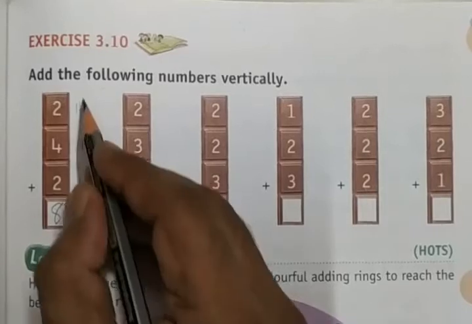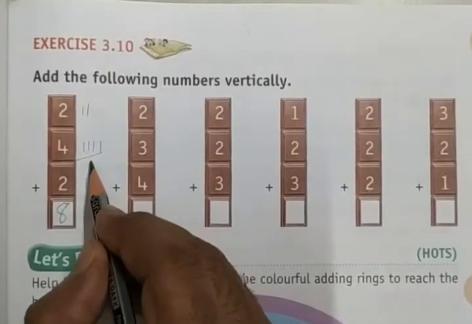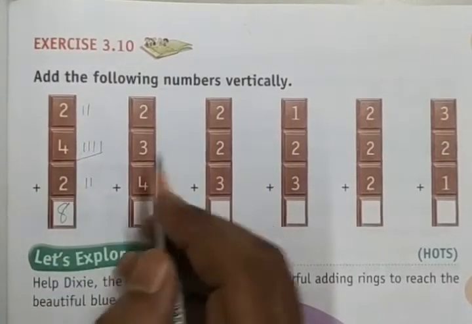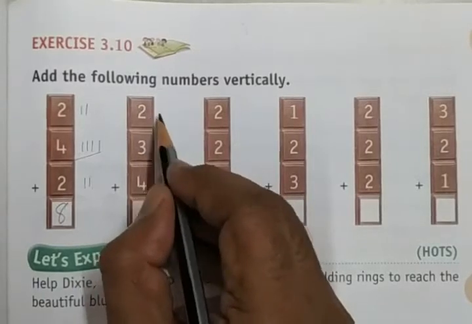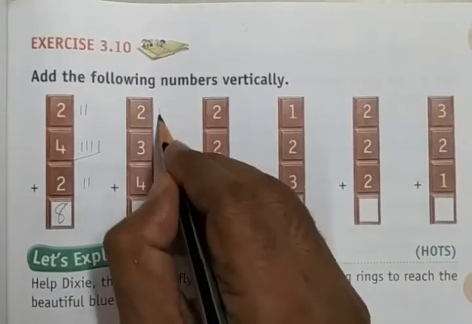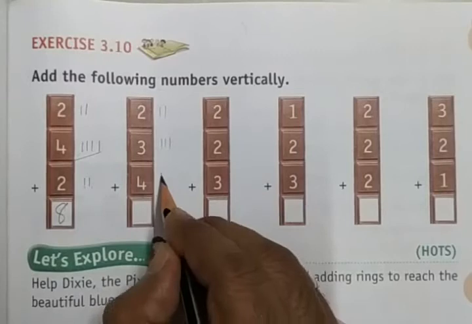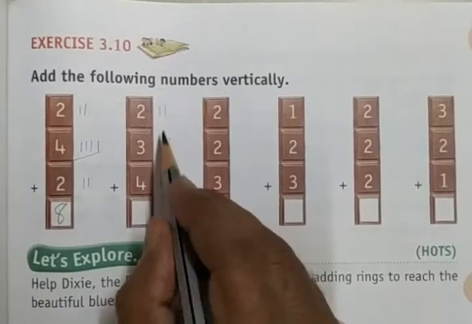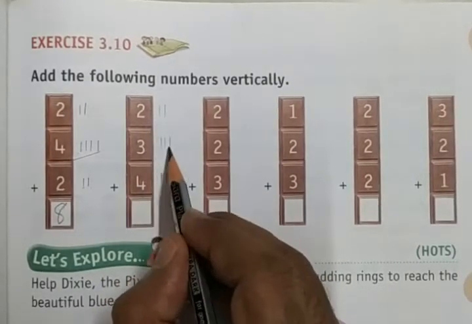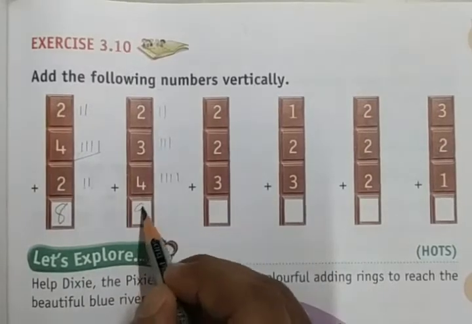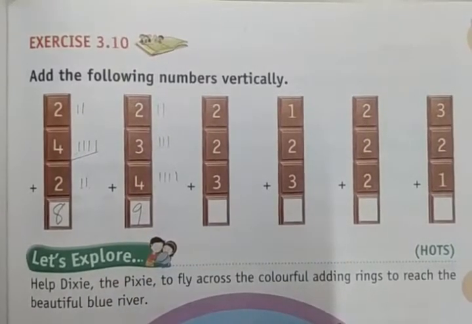Like this. First we add these two, and we get 6 plus 2. Next, 2 plus 3 plus 4. Now add all the numbers, all the lines: 1, 2, 3, 4, 5, 6, 7, 8, 9. The answer is 9. Very easy, right?